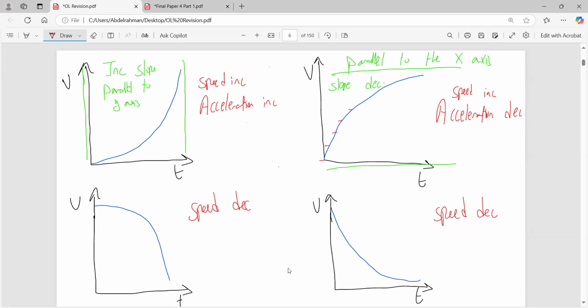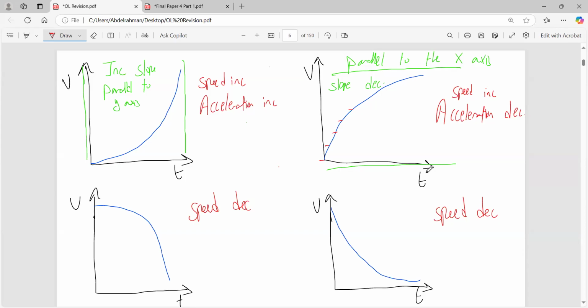In the second one, the slope is curving towards the x-axis, right? When it curves towards the x-axis, the slope is decreasing. So the speed is still increasing, but with a decreasing acceleration.